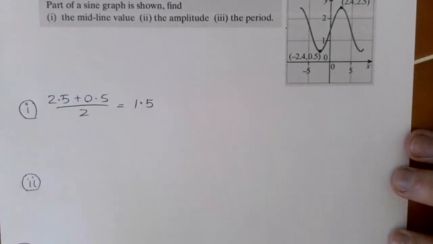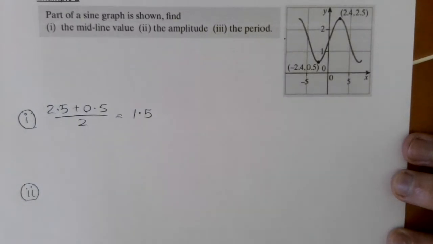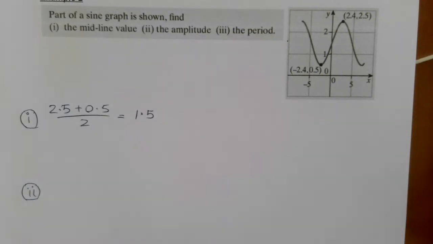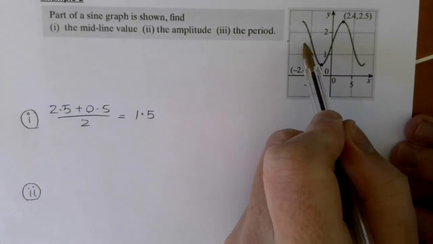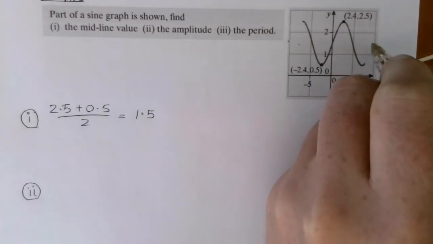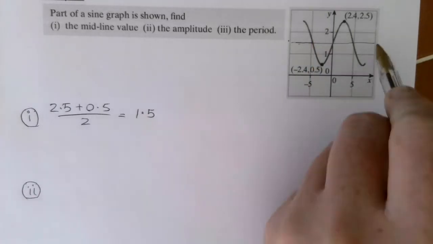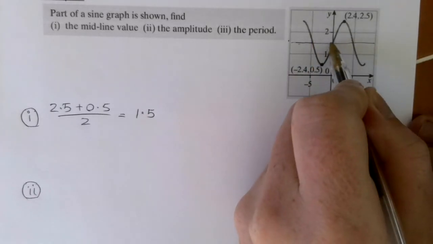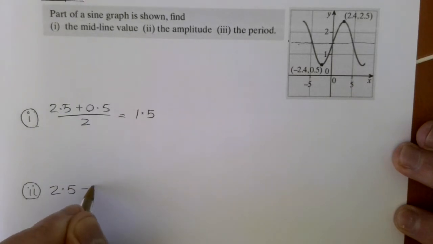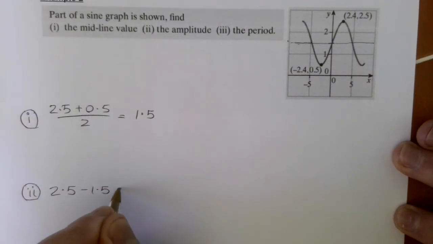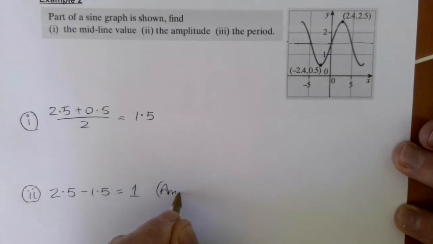Moving on to the second one, we're talking about the amplitude. So the amplitude is how far away we are. You can actually just draw the midline equation in here. How far away the highest point is from this here. So to work it out, you can go 2.5, take away 1.5 because that's where the midline equation is, and our answer is 1. So that's what the amplitude is.